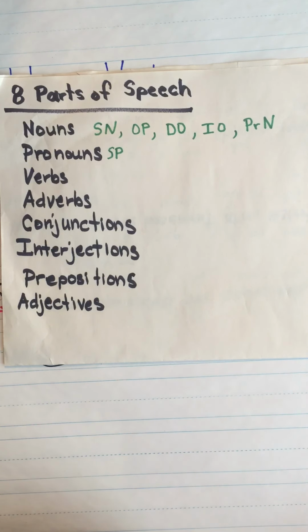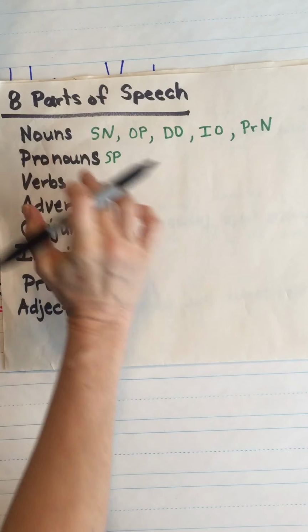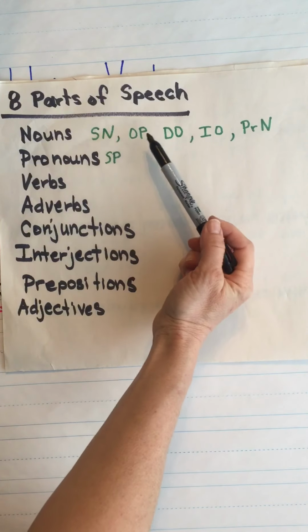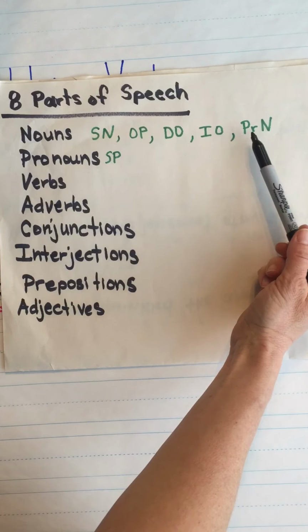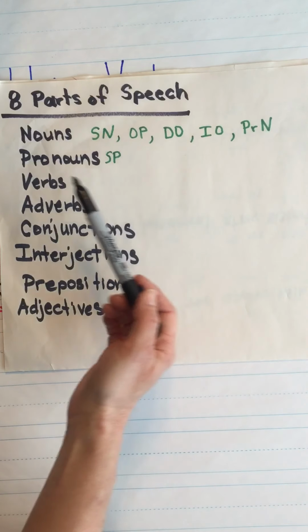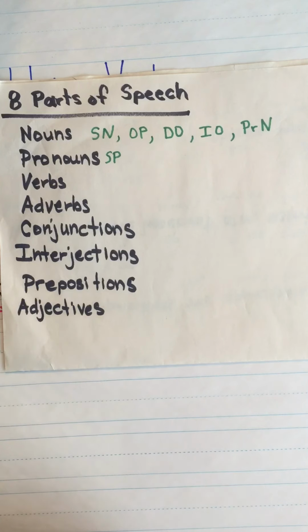Okay, so while we're at it here with our 8 parts of speech, let's talk a little bit more about these parts of speech. Right now, we've talked about how nouns can look like a subject noun, an object pronoun, direct object, indirect object, and predicate nominative. And let's move down here to adjectives. How do we label adjectives? Can you think of some?